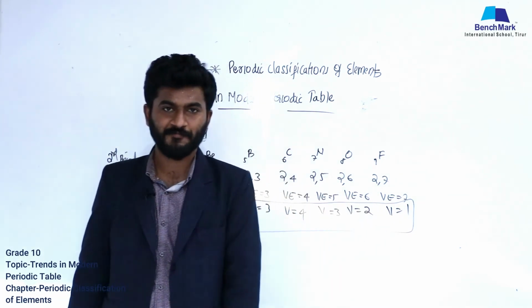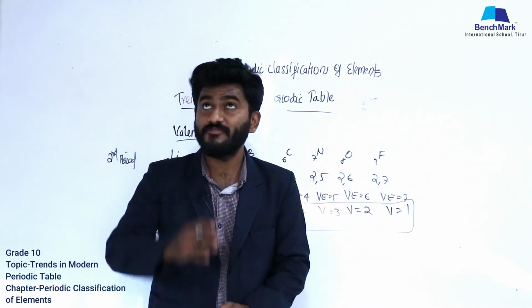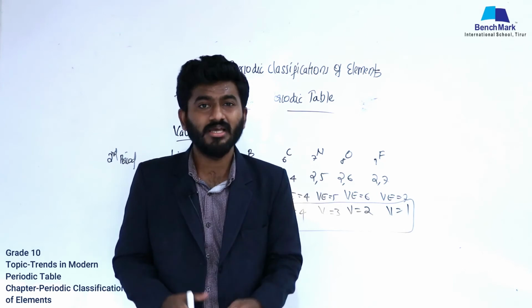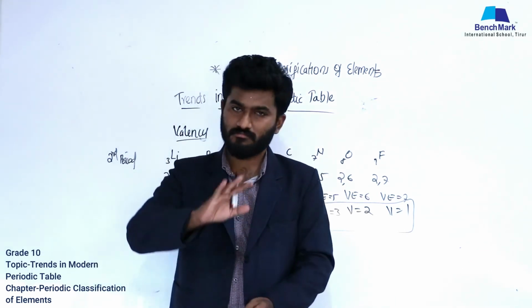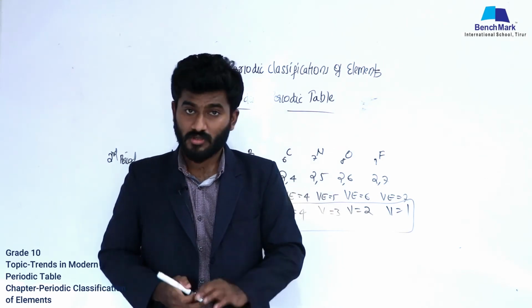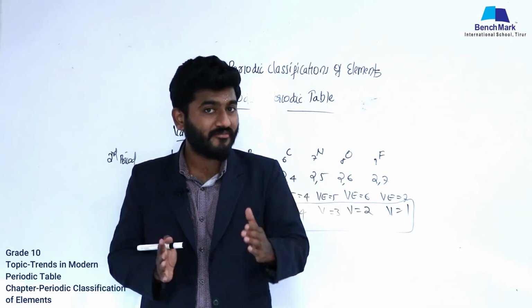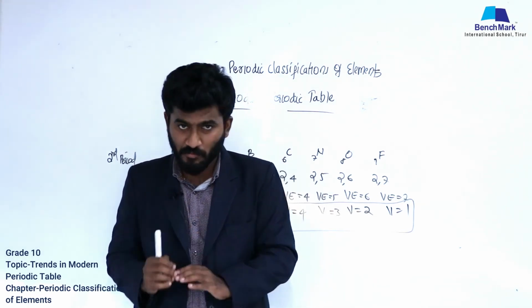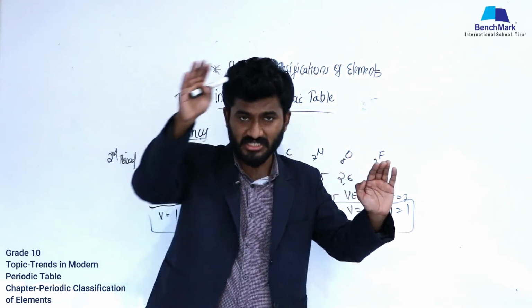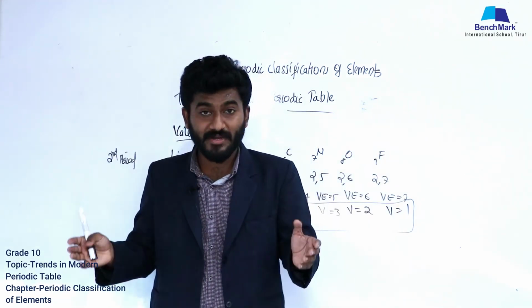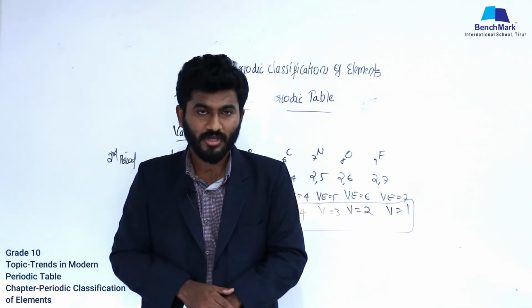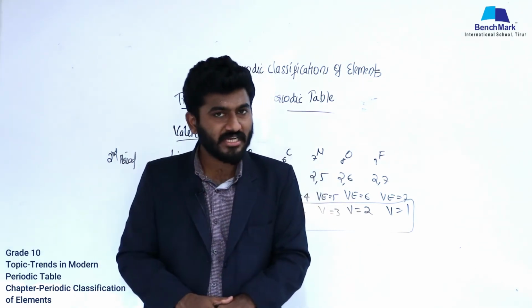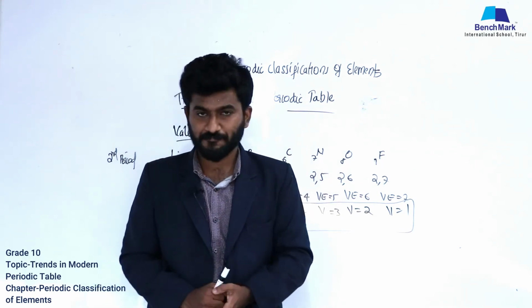That is the trend. And what happens to the valency if you move from top to bottom? Simple. Listen, in a group, valency will be the same. So the trend will remain the same. So what is the trend in valency? If you move from left to right, it increases first, then decreases. What happens to the valency if you move from top to bottom? Remains the same. Okay, so the trend of atomic radius and valency is clear.